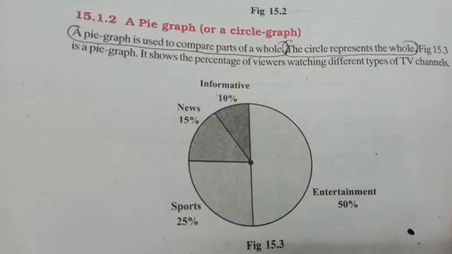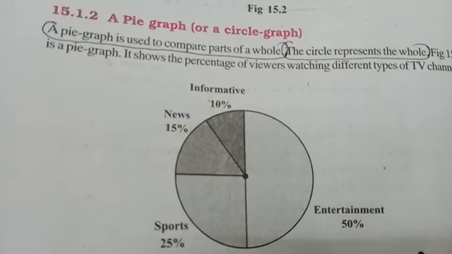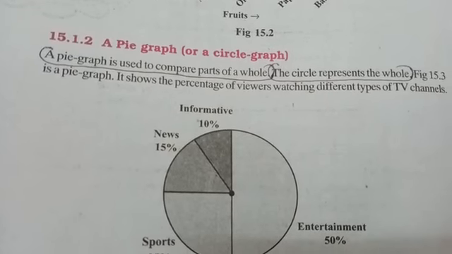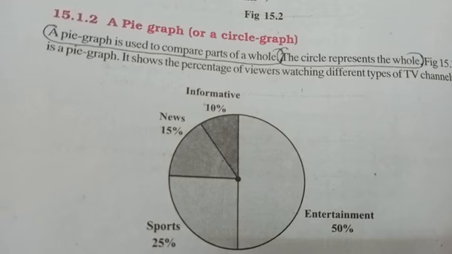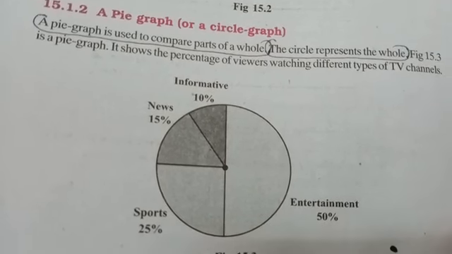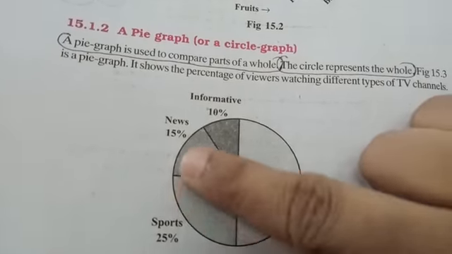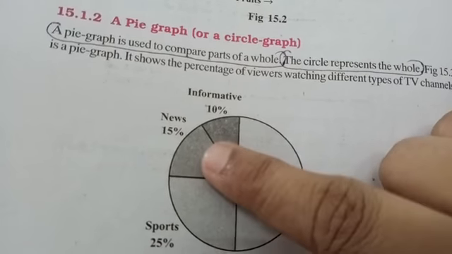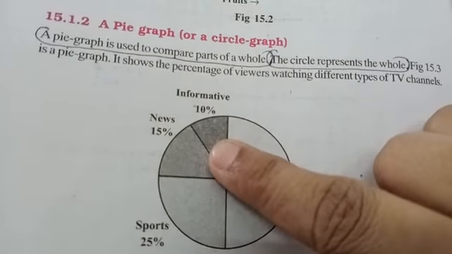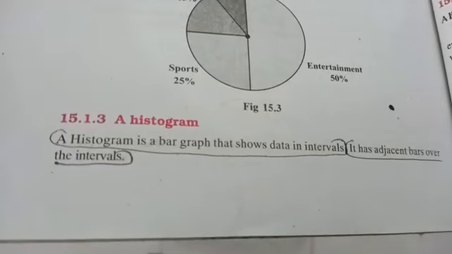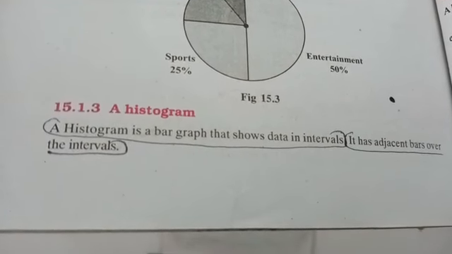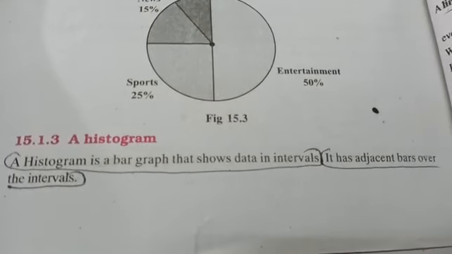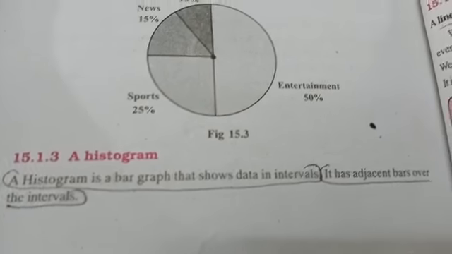Okay. Next graph is a pie graph, or a circle graph, or pie chart. A pie graph is used to compare parts of a whole. The circle represents the whole. This is the whole, and this chart compares these parts of a whole. Next is a histogram. A histogram is a bar graph that shows data in intervals. It has adjacent bars over the intervals.